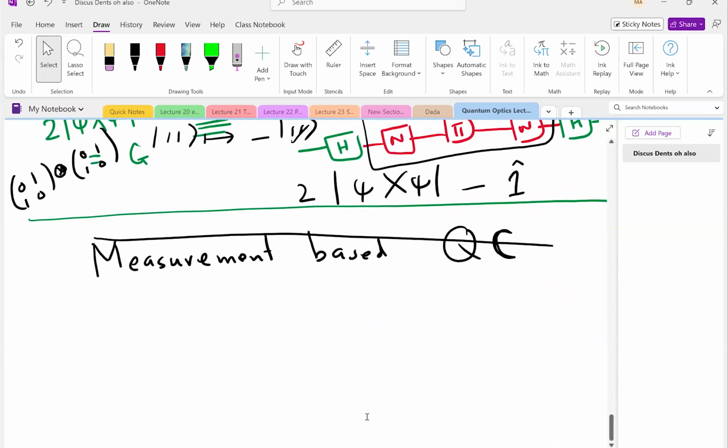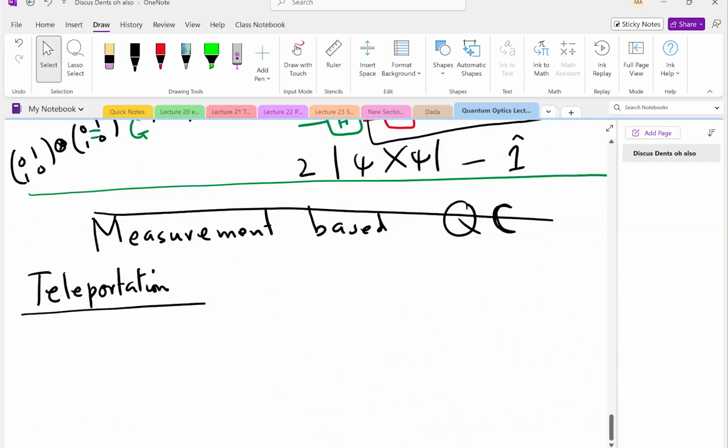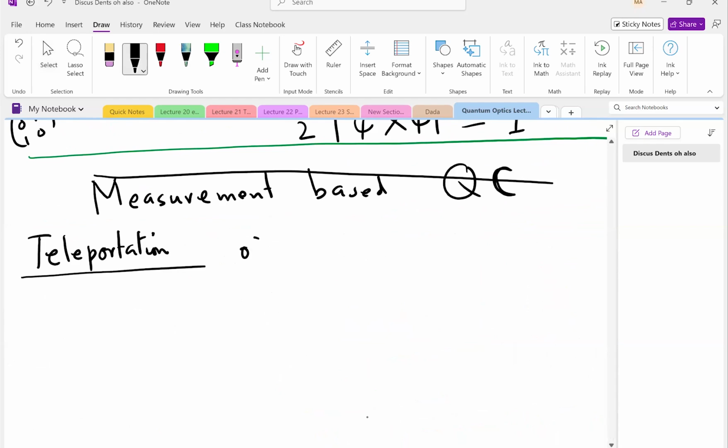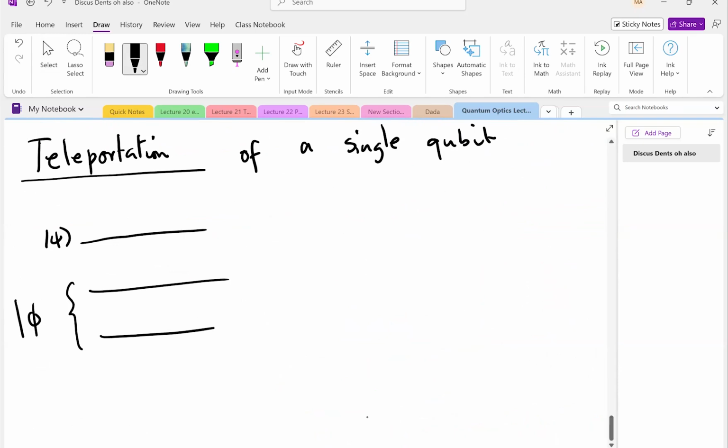All right. So in measurement-based quantum computing, it's useful to know what teleportation is. I'm sure you've seen teleportation at some other point inside this workshop. But a quick recap: the teleportation of a single qubit is very, very simple. You have a single qubit that you would like to teleport, and you prepare two additional qubits in an entangled state. For example, a Bell state, phi plus, which is a maximally entangled state.